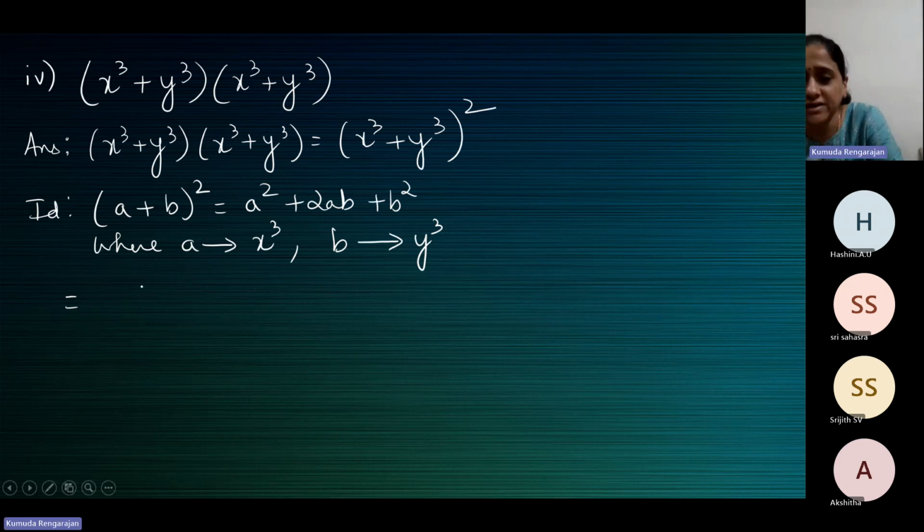So Sahasra, in the identity, which part of the identity is like the question? What, ma'am? Which part of the identity is like the question? I didn't understand the question, ma'am. Who can answer my question? Which part of the identity is like the question? a plus b the whole square. The question is of the form a plus b the whole square. So what will be the answer? a squared plus 2ab plus b squared. Correct.